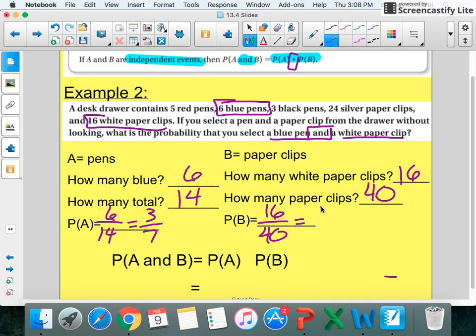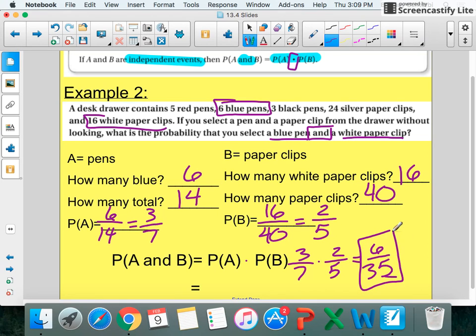So I'm going to get a 2 out of 5 chance that I pick a white paper clip. And then to get my answer, I have to do my formula here. I have to do my P of A times P of B. So P of A is 3 over 7 times P of B is 2 over 5, which gives you 6 over 35 chance that you choose a blue pen and a white paper clip when you reach in the desk drawer.